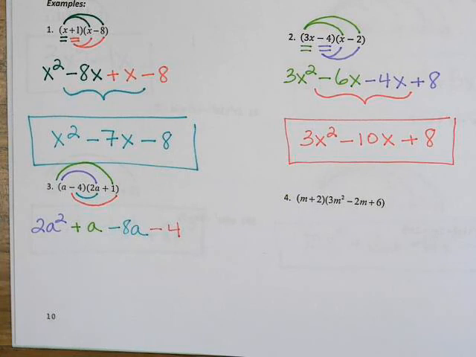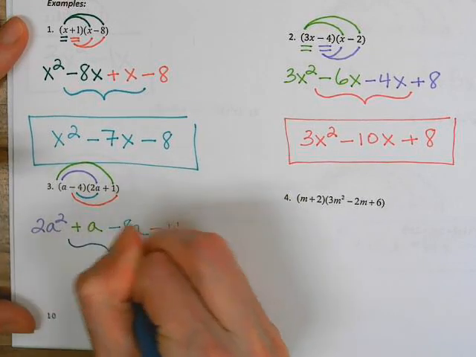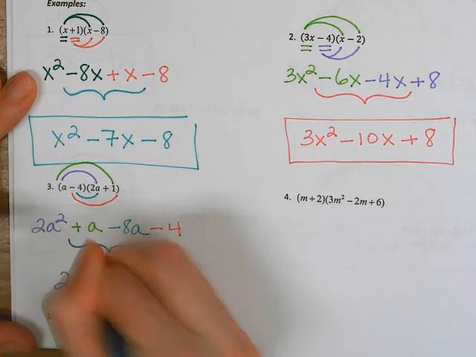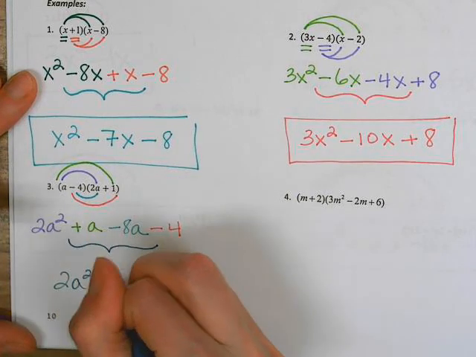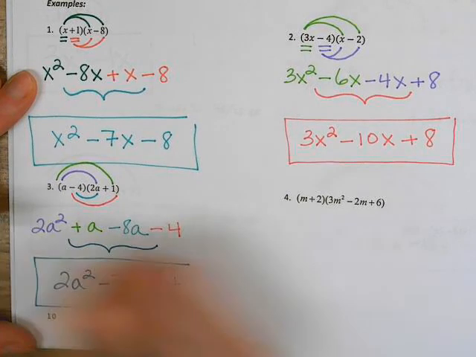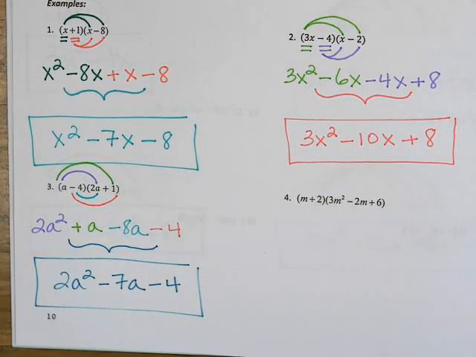And then again, you look for the like terms, and it's these two right here. So we're left with 2a squared. 1a minus 8a is minus 7a. And then you have minus 4. Okay, you would get the same answer if you did it my way.